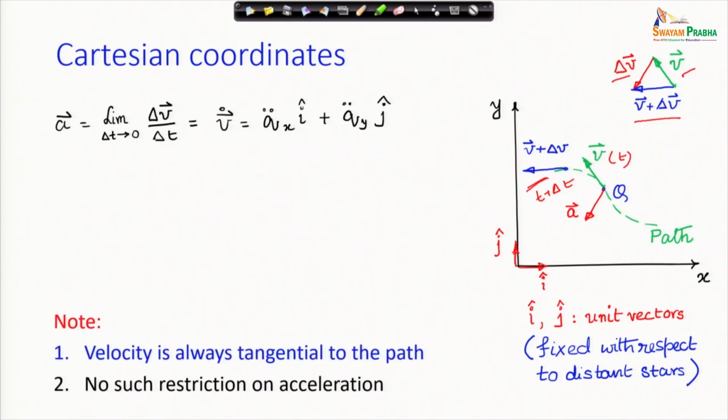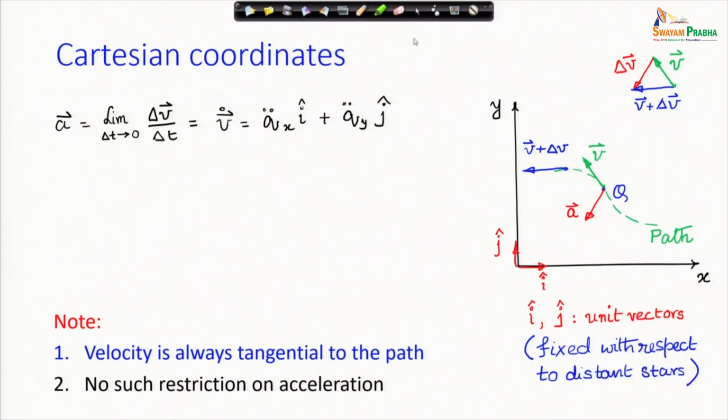Now, you should note this very carefully, that velocity is always tangential to the path, but there is no such restriction on acceleration. Acceleration can be arbitrarily directed. Okay. Now, let us look at a problem.